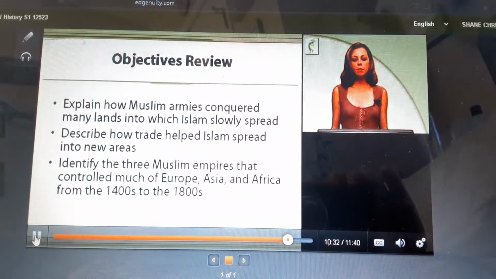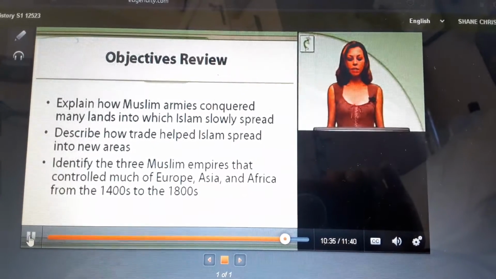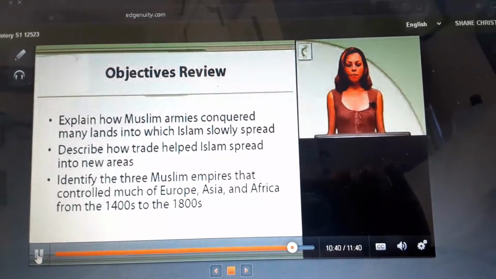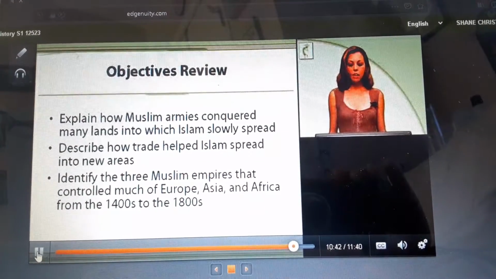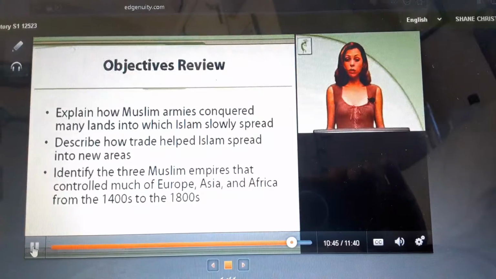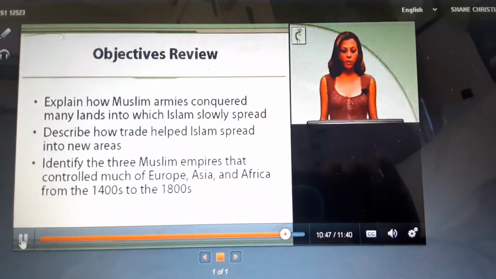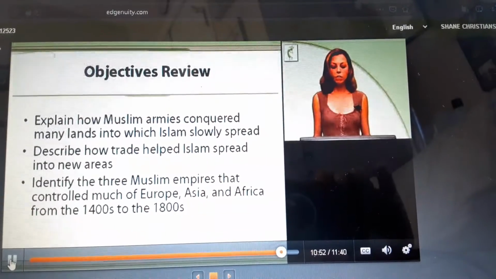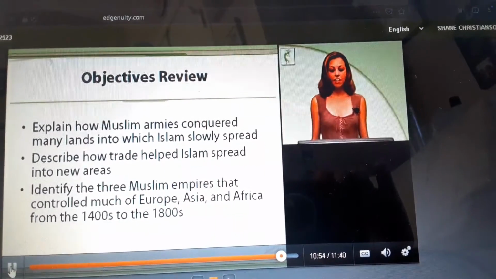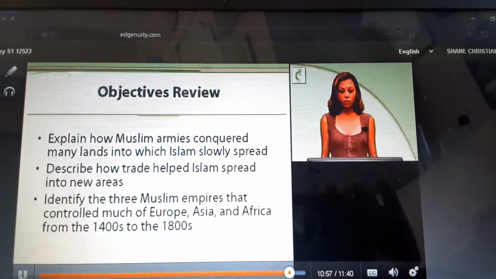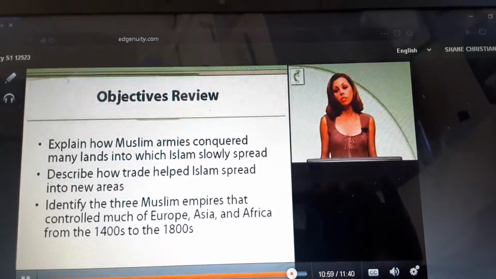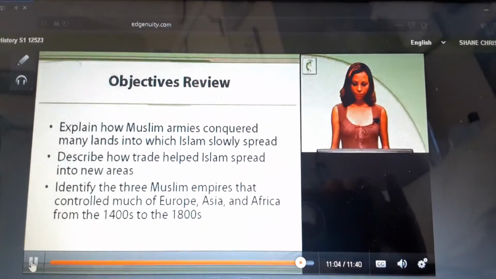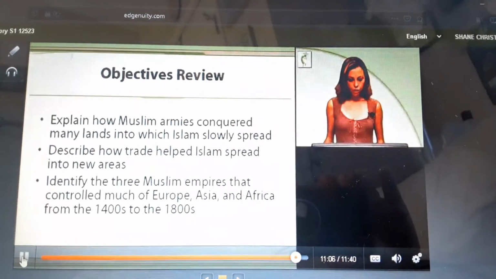So today we explained how Muslim armies conquered many lands into which Islam slowly spread. We described how trade helped spread Islam into new areas. Not only were they trading goods, but of course they were also trading ideas. We identified the three Muslim empires that controlled much of Europe, Asia, and Africa from the 1400s all the way into the 1800s.